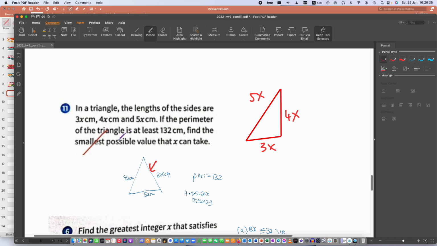Then they say if the perimeter of the triangle is at least 132. So that means all these add up to. Perimeter means add, right? Yeah. So at least 132. What's the meaning of at least? That means the perimeter will be like around. No, not around. What's the sign? Equal, bigger, smaller. I mean smaller equal, bigger equal, smaller, bigger. So which sign do you choose for at least? Equal.